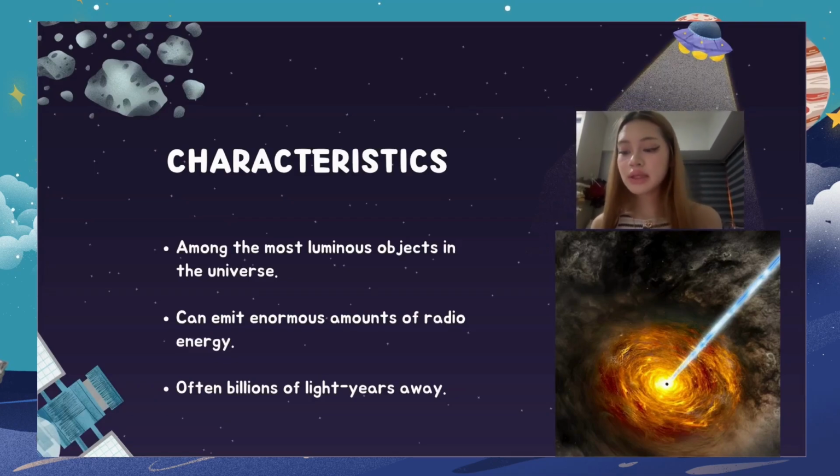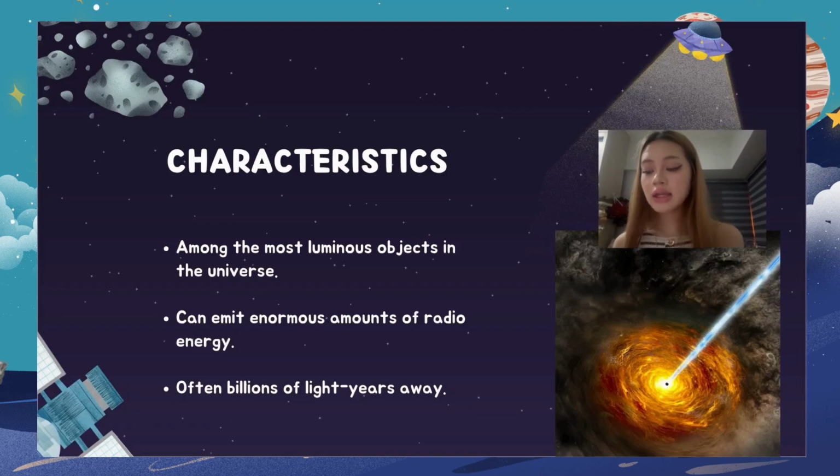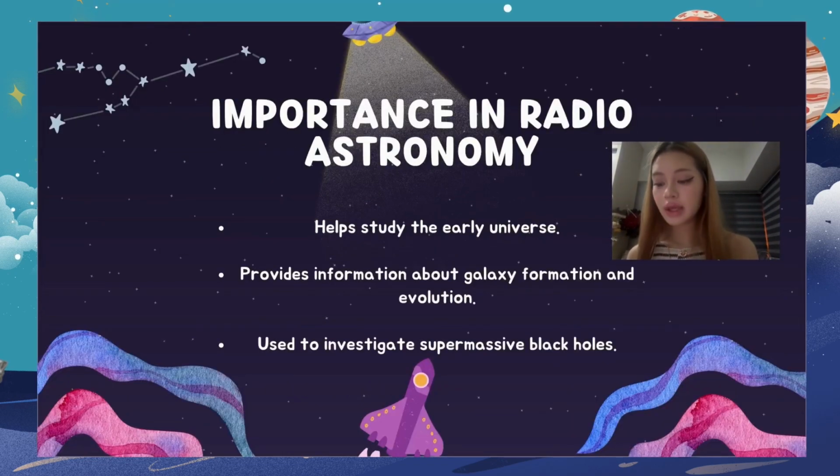Among the most luminous objects in the universe, it can emit enormous amounts of radio energy, and it is often billions of light years away. So what's the importance of it in radio astronomy? Quasars can help to study the early universe, provide information about galaxy formation and evolution, and are used to investigate supermassive black holes.